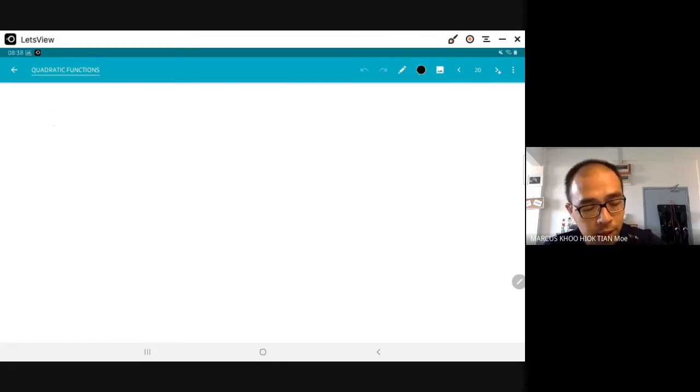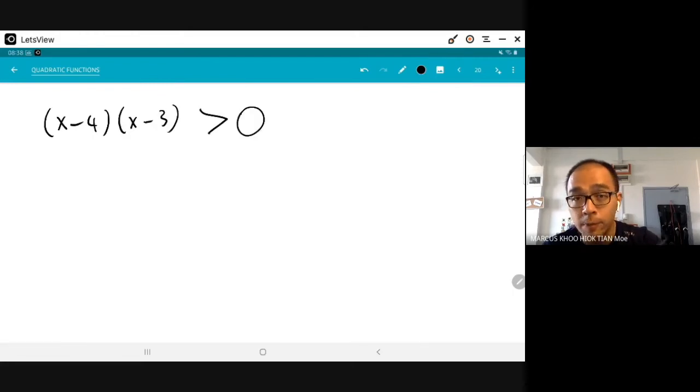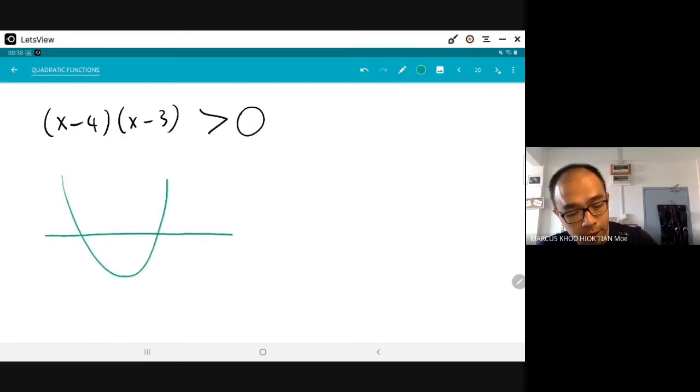Let's say for example lah, I give you x minus 4 and x minus 3 is more than 0. Okay, so first tell me, kita punya graph berbentuk U bahkan. What is the number on the left? What is the number on the right?